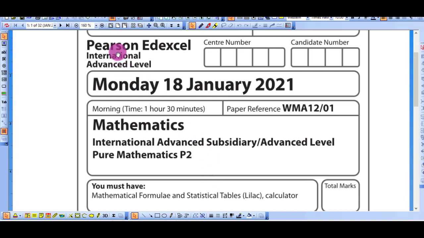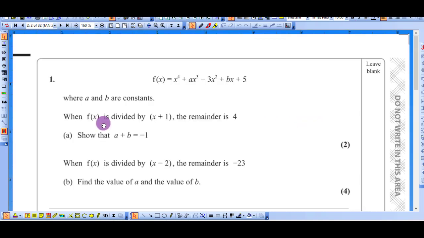This is Edexcel January 2021 Mathematics, Pure Mathematics B2, WMA 1201. f of x equals x power 4 plus a x power 3 minus 3x squared plus bx plus 5, where a and b are constants. When f of x is divided by x plus 1, the remainder is equal to 4. Show that a plus b is equal to minus 1.